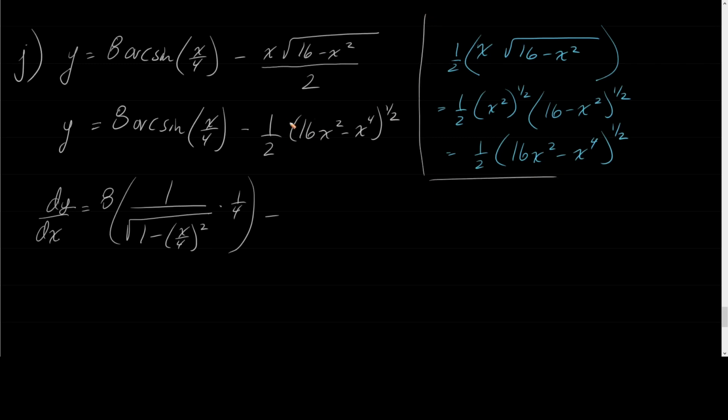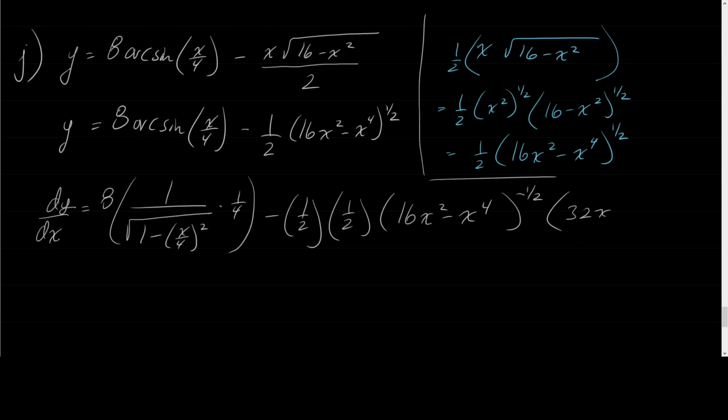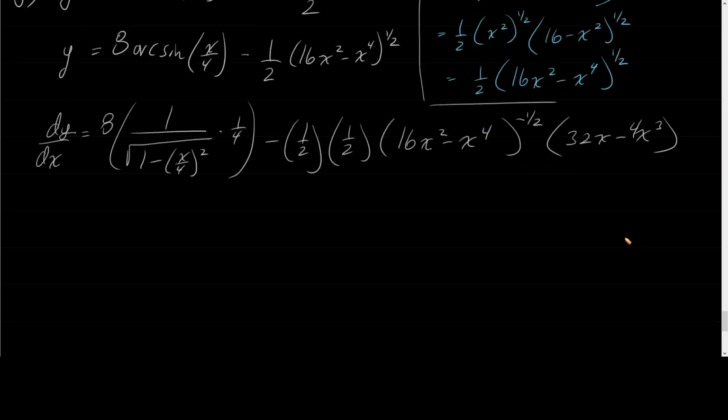derivative of this. Well, this 1/2 is still there. 1/2 times the derivative of something to the 1/2 is 1/2 times that something to the negative 1/2, and that something was 16x squared minus x to the 4th. And then by the chain rule times the derivative of the inside, so times 32x minus 4x to the 3rd. All right.